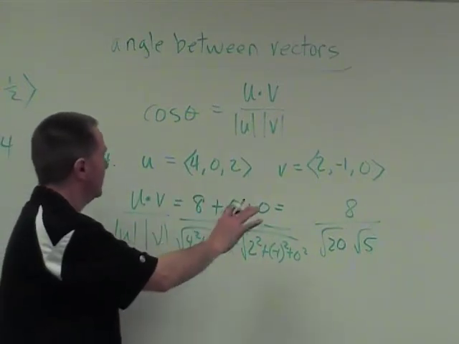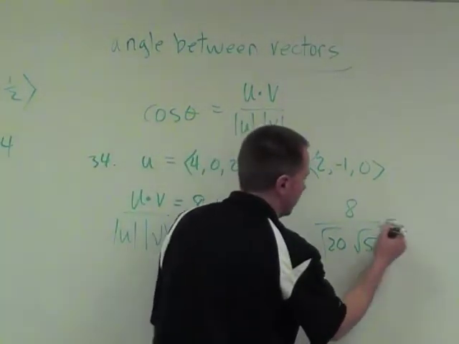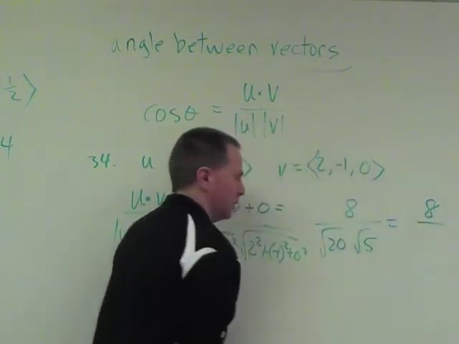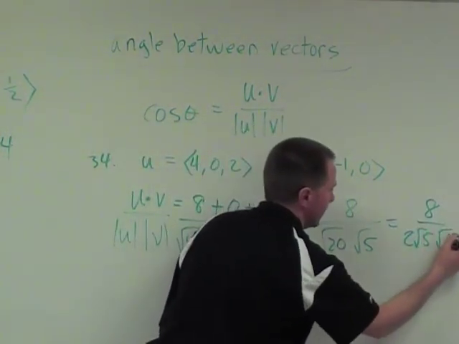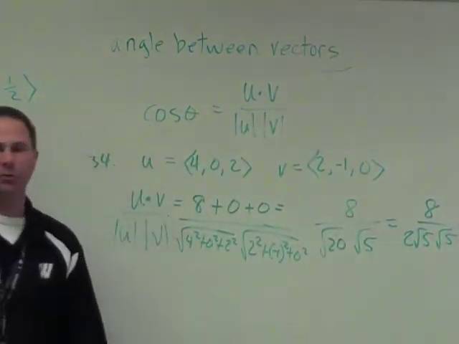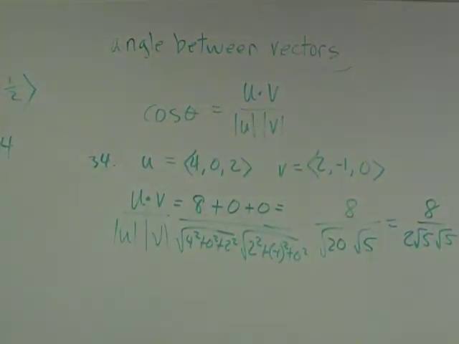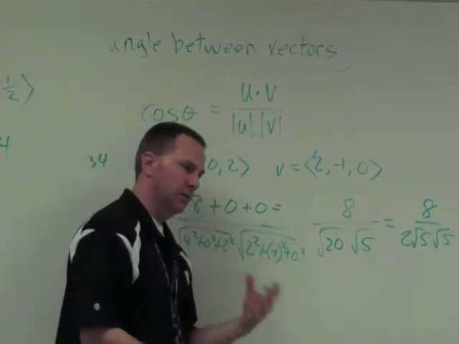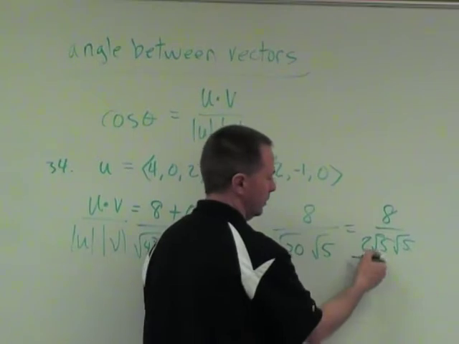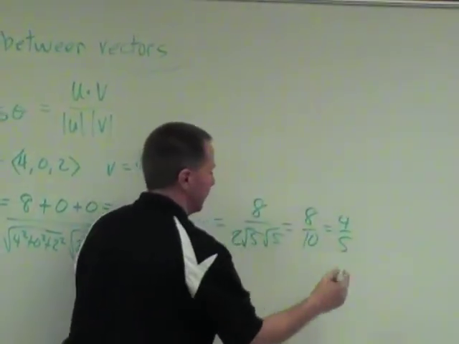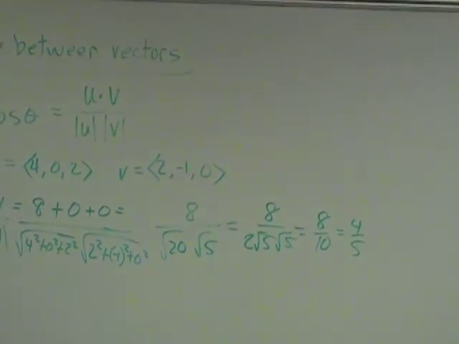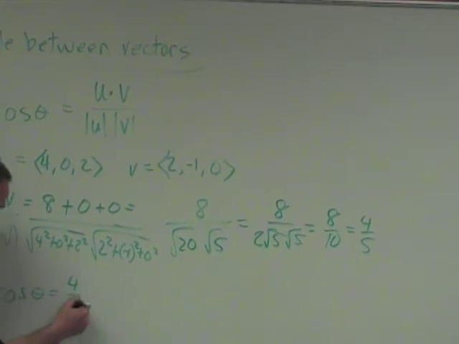So this is what you're going to get for the cosine of theta, but we need to simplify this. The square root of 20 is 4 times 5, or 2 radical 5, times another radical 5. Anytime you multiply two of the same radicals together, radical 5 times radical 5 is radical 25, which is 5, just the number there. So 2 times 5, that's going to be 10. So we have 8 tenths, and that reduces to 4 fifths. So the cosine of theta equals 4 fifths.